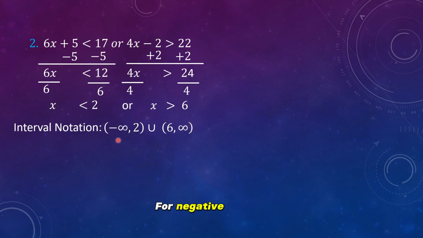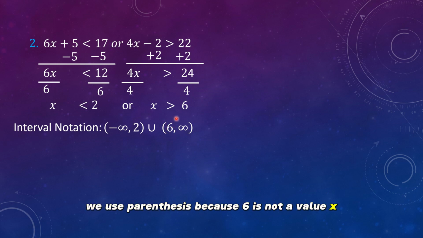For negative infinity, we always use parentheses. And then here, we use parentheses because 2 is not a value of x. And then before 6, we use parentheses because 6 is not a value of x. And then for positive infinity, we always use parentheses.